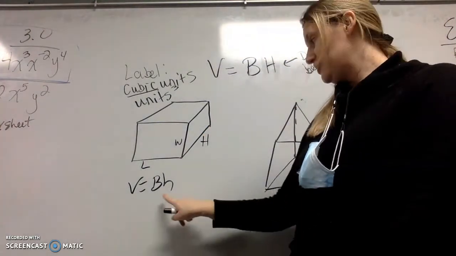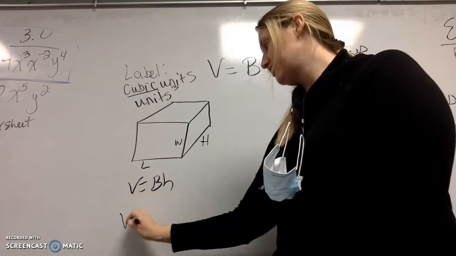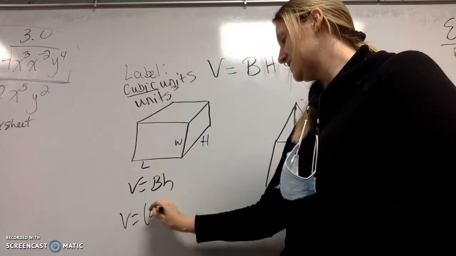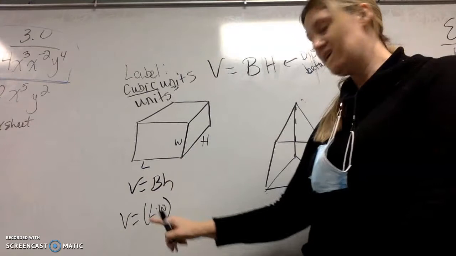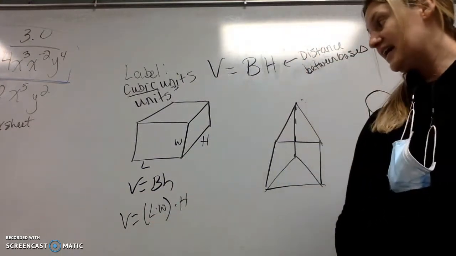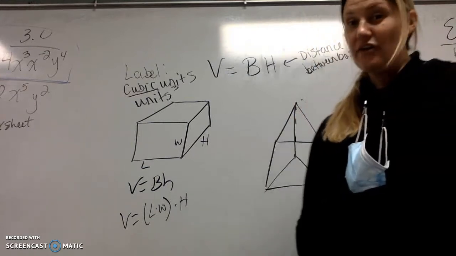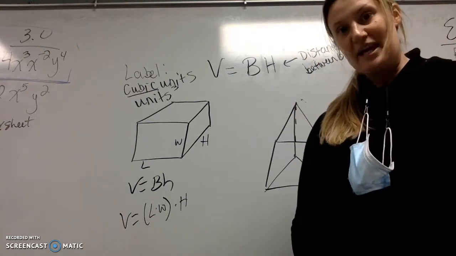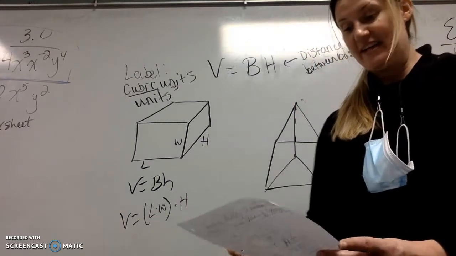So if I do area of my base shape first, it's a rectangle, and that is length times width. So my big B is taking length times width, and then I take that times the height of the three-dimensional figure. In other words, you're doing length times width times height. And I'll do an example of that later.